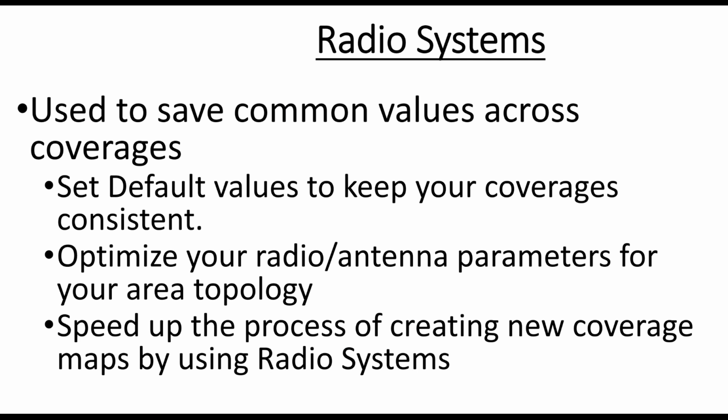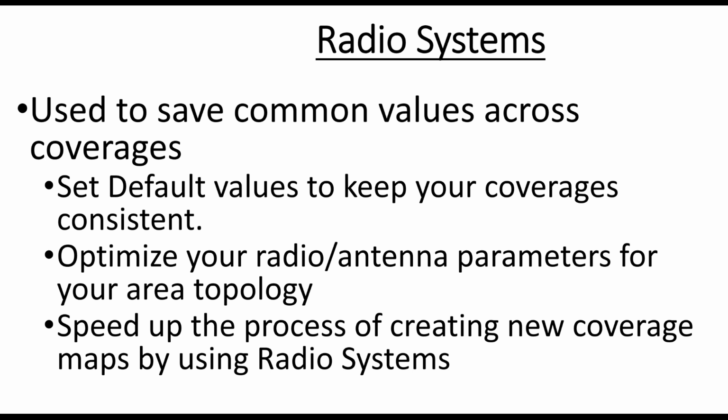Next, we have our radio systems. These are used to create a common value across coverages. So let's just say you use Cambium 450s and you use the RF Elements antennas. I'm just throwing that out as an example. If you have a common system that you use all the time, you would want to save that as a radio system. This allows you to default your values to keep your coverages consistent.